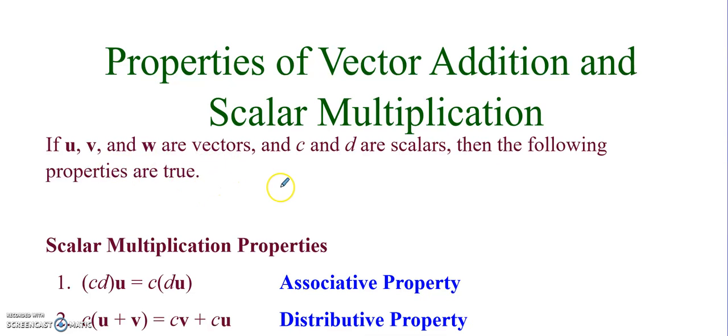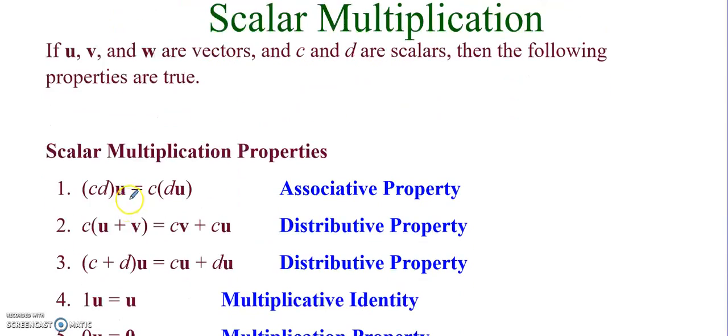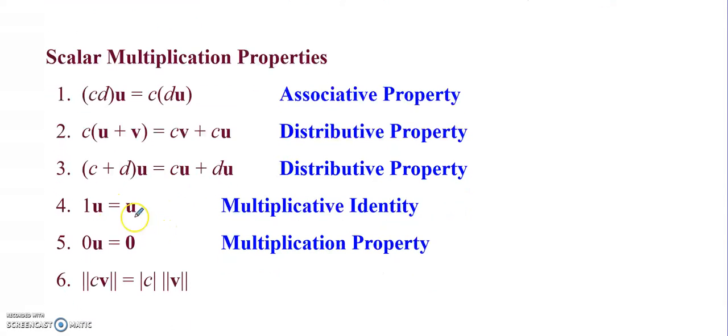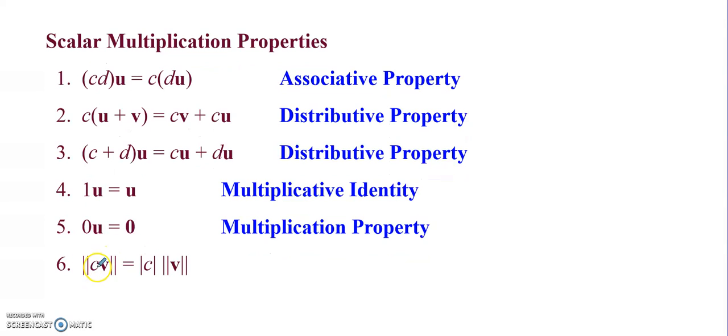Now same things, but now we also have c and d as scalars. So c times d times u is going to equal c times d times u. c times the quantity u plus v is cu plus cv. c plus d times u is cu plus du. 1 times u is u. 0 times u is 0. The magnitude of cv is the absolute value of c times the magnitude of v.